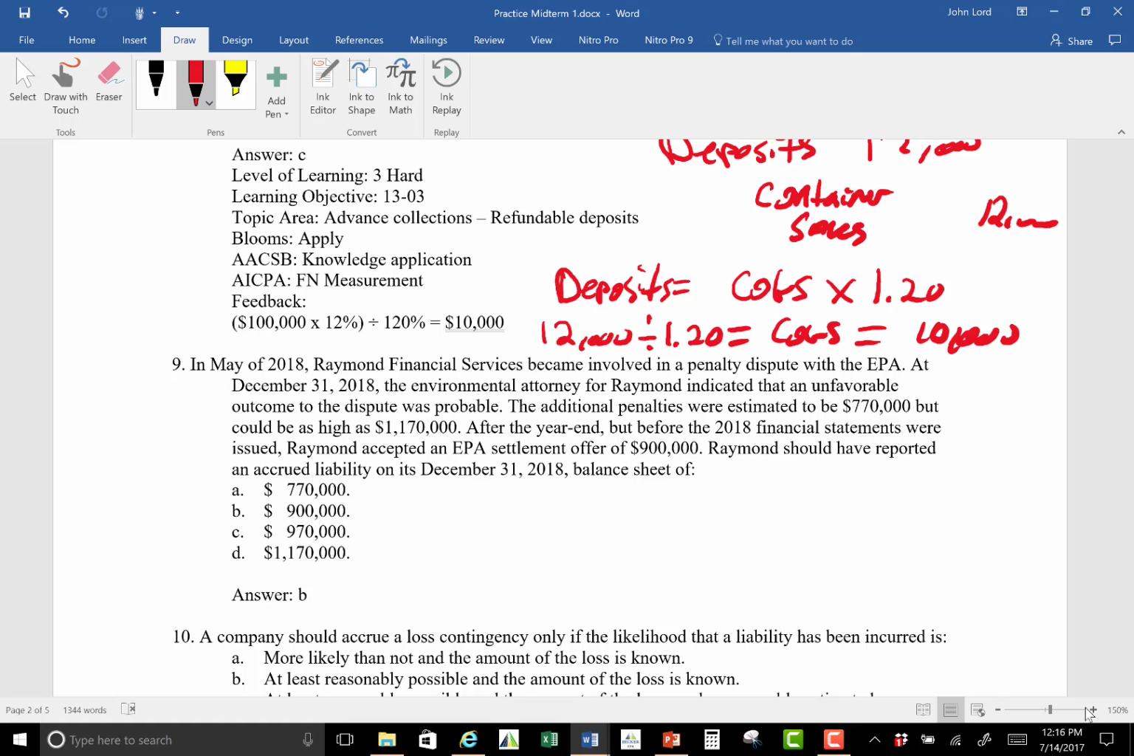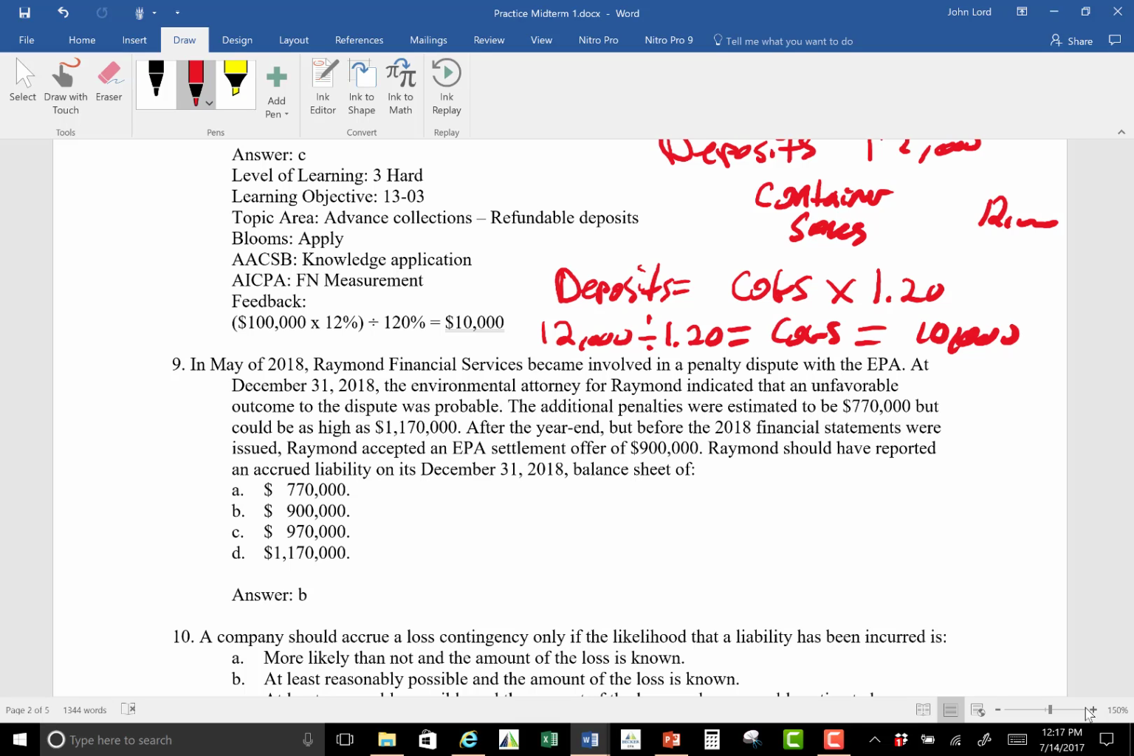So what happens, we're going to accrue the penalty at December 31st, 2018, and the environmental attorney for Raymond indicated that an unfavorable outcome of the dispute was probable. The additional penalties were estimated to be $770,000, but could be as high as $1.17 million after year end. But before the 2018 statements were issued, Raymond accepted the settlement of $900,000. So now we've got a known amount, don't we? Okay.